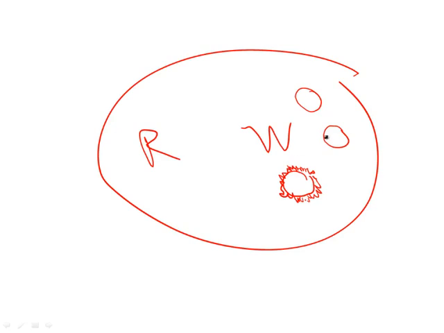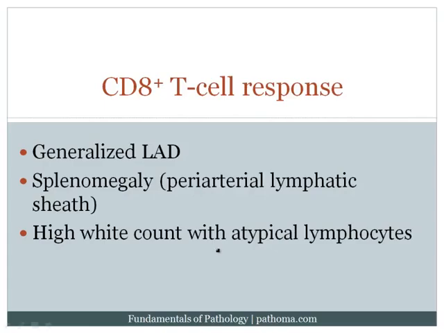This is a classic histology. And this is called the periarterial lymphatic sheath, or the PALS. And it so happens that it's this area here where the T cells are present. So this area around the vessels will be expanded, causing the entire spleen to become bigger, giving the patient splenomegaly.